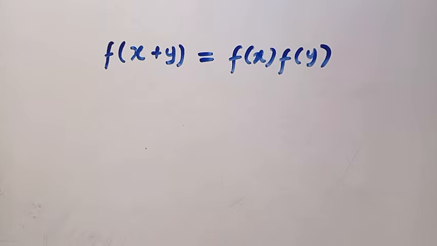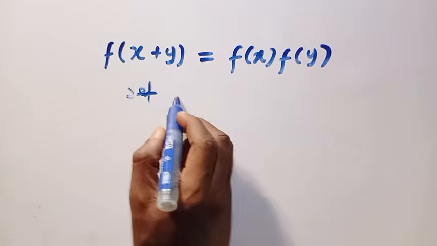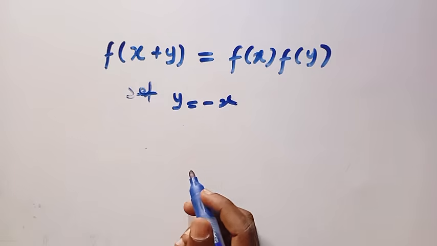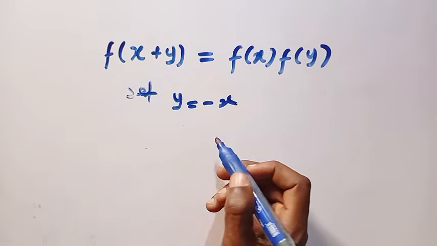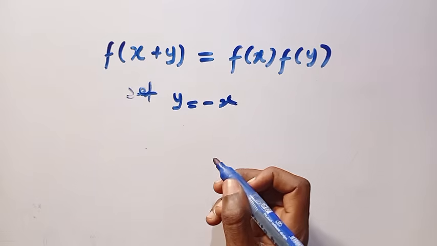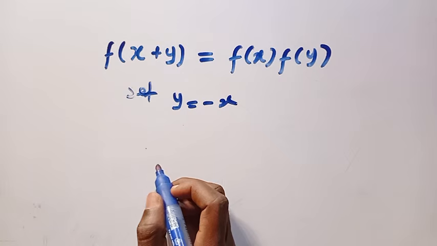Let's look for another value of f of x. Suppose I set either y or x to be equal to negative x. We can still look for f of x by setting x to be equal to negative y, but that one is where we want to find f of y. Here we're interested in getting f of x, so we set y to be equal to negative x.